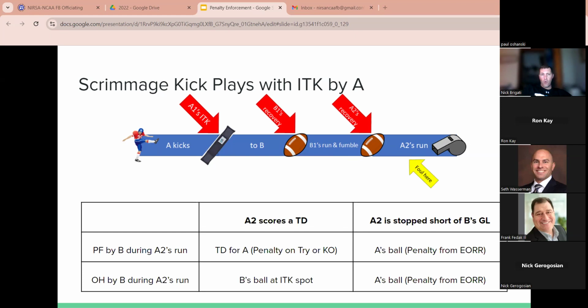If A2 does not score, whether it's a personal foul or a hold, it's going to be A's ball because they would accept the penalty, which would cancel the illegal touching privilege, and we would enforce the penalty from the end of the related run. But if it were this one case where it is not a personal foul by B during A's run and A's run ends in the end zone, that penalty becomes declined by rule. And if that penalty is declined by rule, the only option is the illegal touching spot. So A really loses in this particular case here. Is that clear to everybody?